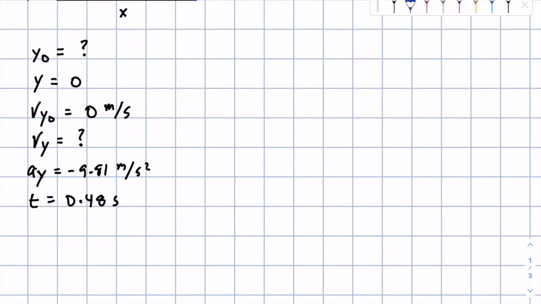All right, so we're going to do the long equation. It's y minus y naught is equal to vy naught t plus 1/2 ay t squared. Okay, now let's plug in what we know. We know that the final position is 0. We don't know the initial position.